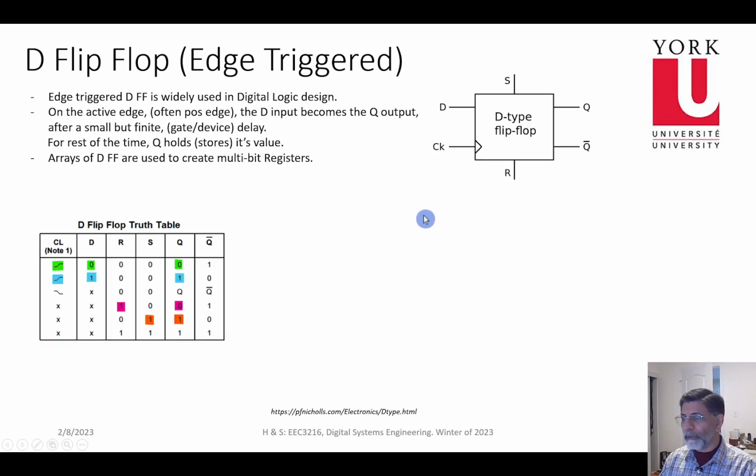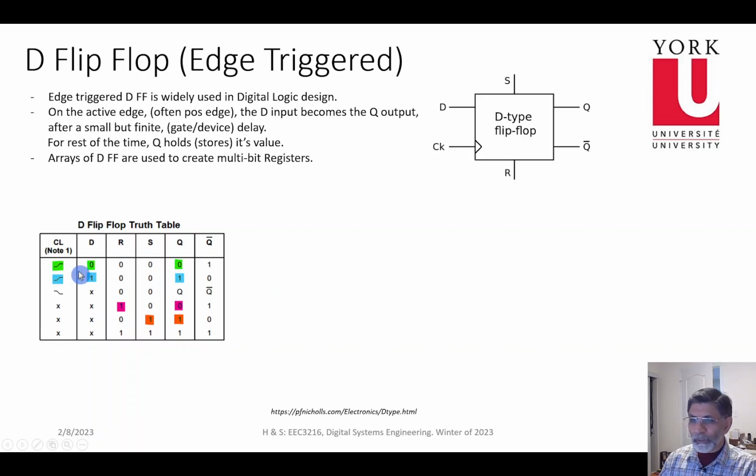So this is the symbol of the D flip-flop. This is the input. This is the clock edge. When it is a negative clock edge, which we use in some cases, typically there's a dot or a bubble here. This is the set input, the reset input. This is your main Q output, and this is the inverse of the Q output.